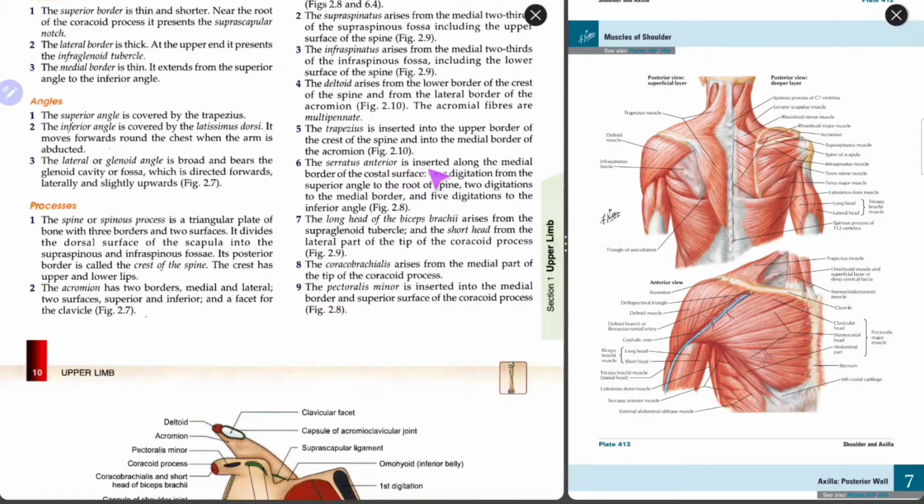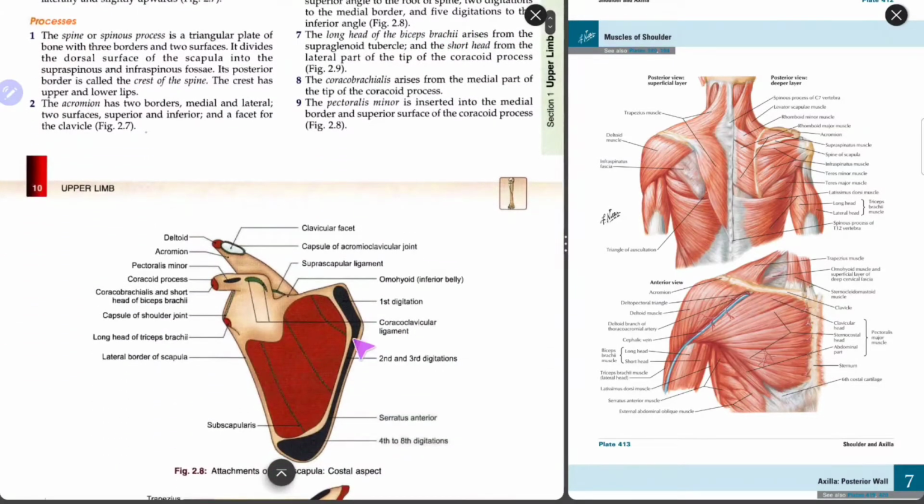The serratus anterior is inserted along the medial border of the costal surface, 1 digitation from the superior angle to the root of the spine, 2 digitations to the medial border, and 5 digitations to the inferior angle. This is the costal surface of the medial border, and the insertion of serratus anterior. You can appreciate the serratus anterior muscle over here.